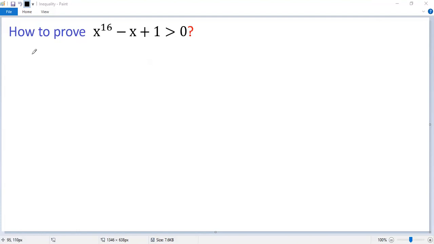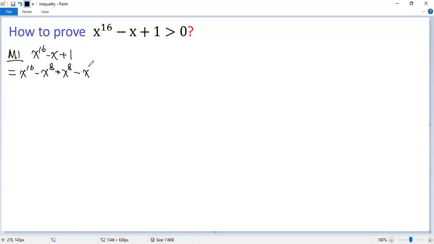Today, let's use two methods to prove the inequality. The first method: x to the power of 16 minus x plus 1 can be written as x to the power of 16 minus x to the power of 8, then plus x to the power of 8.